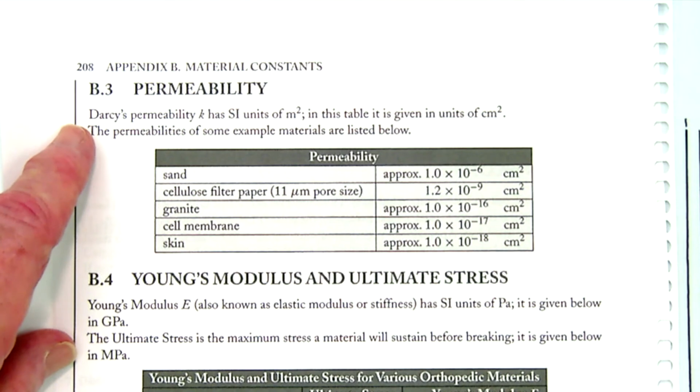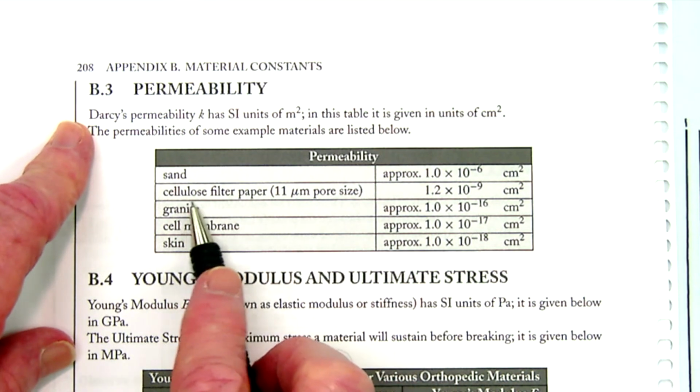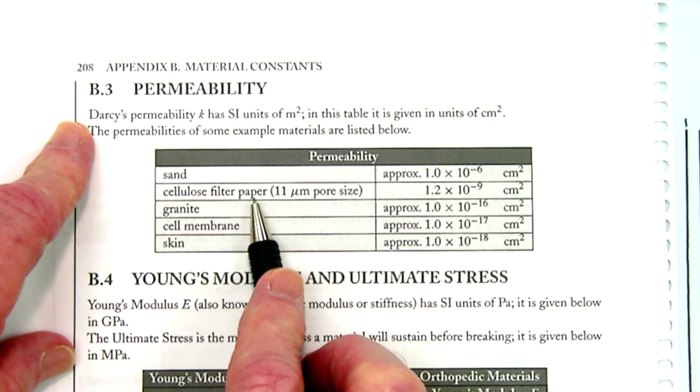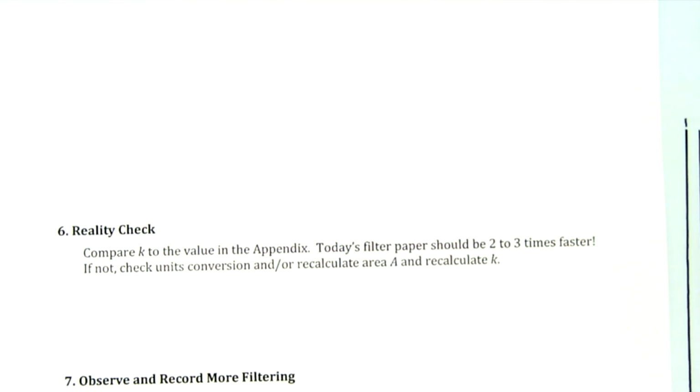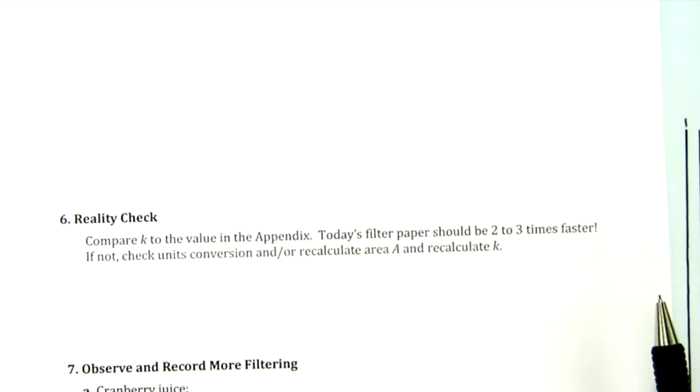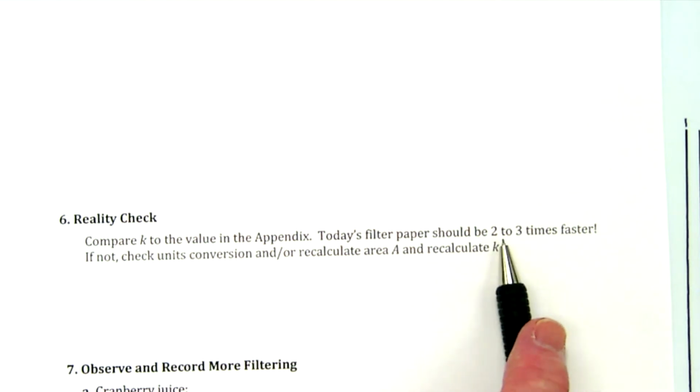It's again in the appendix B. It's the cellulose filter paper, which is a bit different than the one we've used, and here's its value of permeability. Now, when you get your value of K, compare it to that value that we just looked at. Today's filter paper should be 2 to 3 times faster than the one listed in the appendix. So check your K to see if that represents a filter paper that's 2 to 3 times faster than the one in the appendix. If it's not, you've probably made a mistake of one of 2 kinds.